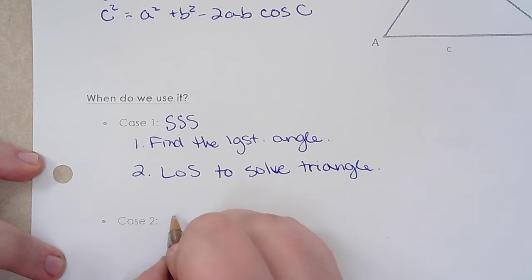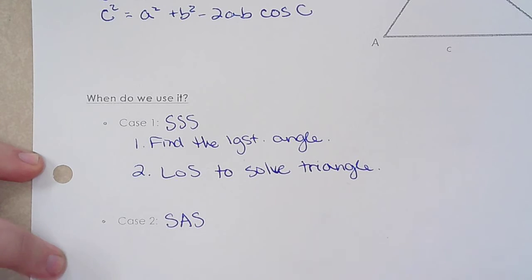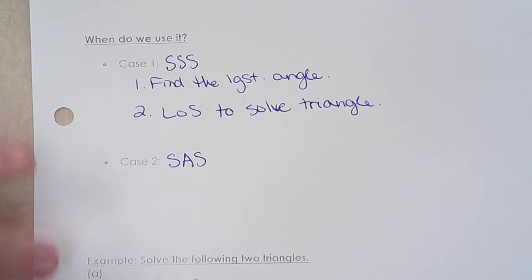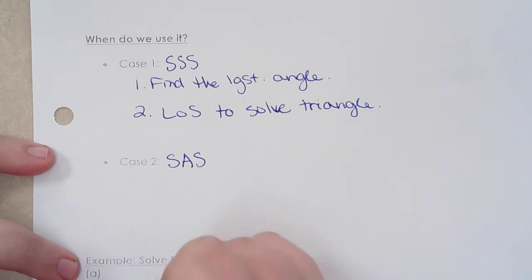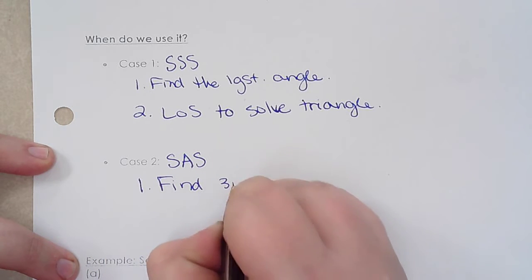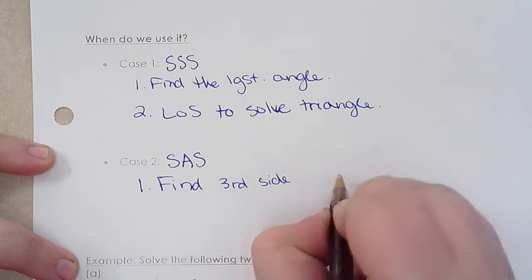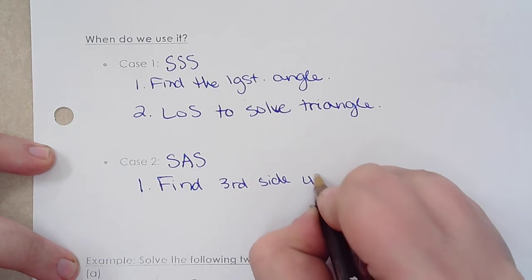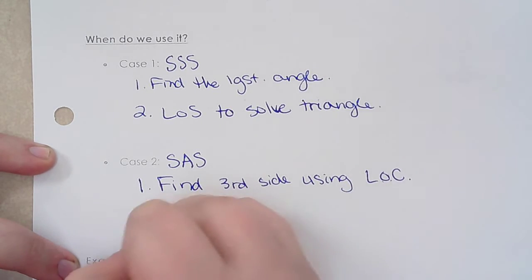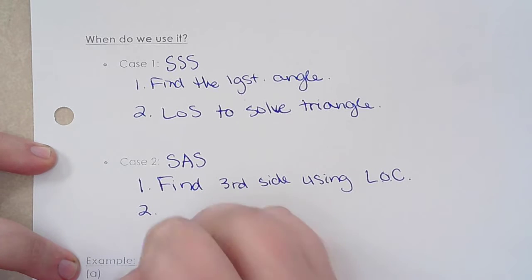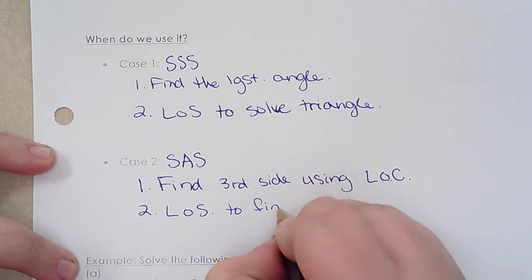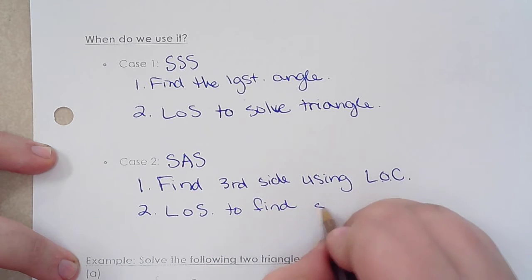The second case we're going to use it with is side angle side. And notice this angle is included. It has to be included, otherwise we can't use it. Here we're going to start a little differently. We're going to find the third side using law of cosines. I'm going to shorthand law of cosines. And then, again, guess what? We're going to use law of sines to find the smallest angle.